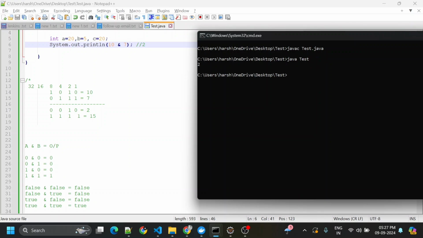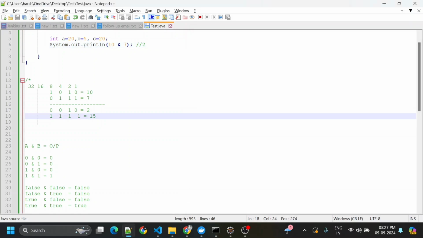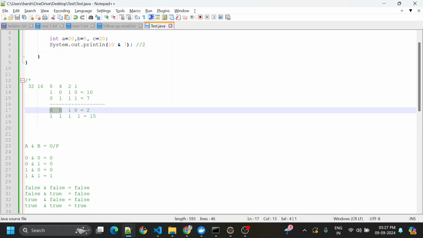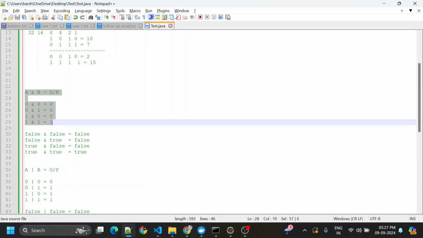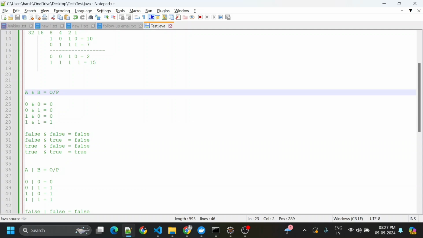So the decimal 10 AND decimal 7, the answer will be 2. Now, how are we getting this 0010? You'll understand. So understand this very carefully, guys. I've written A and B, and we are writing our output like this over here.